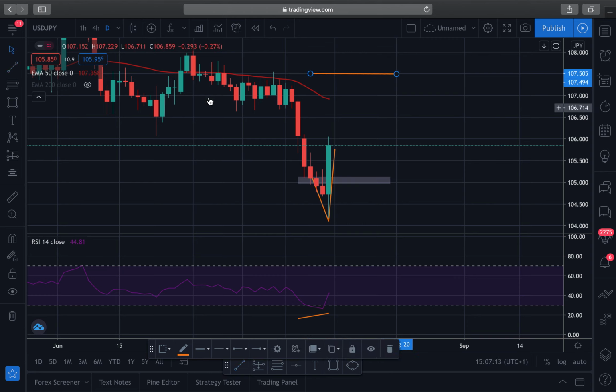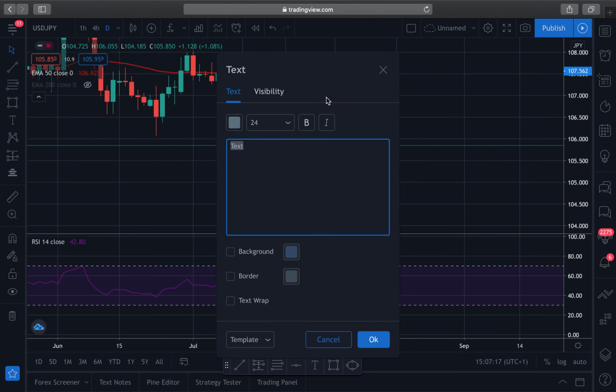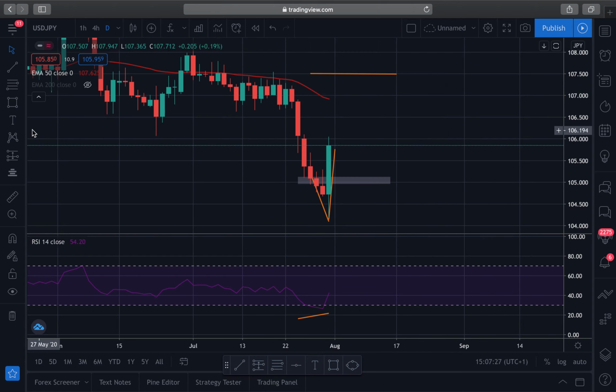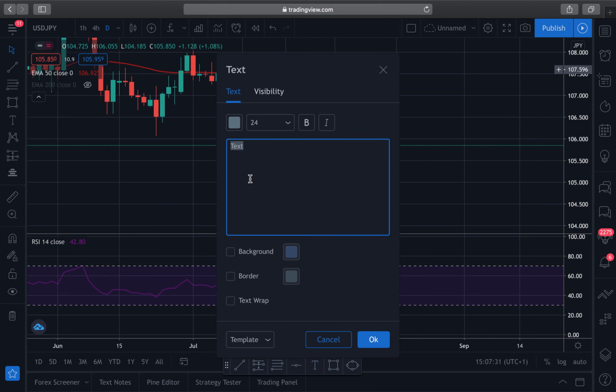I have a line already waiting for me, and then I'll label this line. I'll label it final target, or let's say TP2. TP2, final target, is all the same thing. No, no, no, not that. Sorry. TP2.